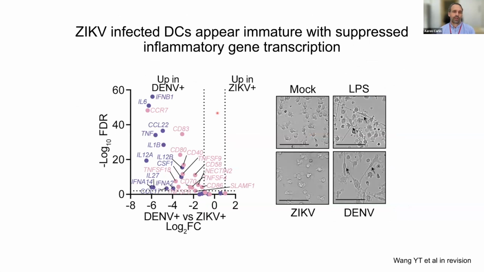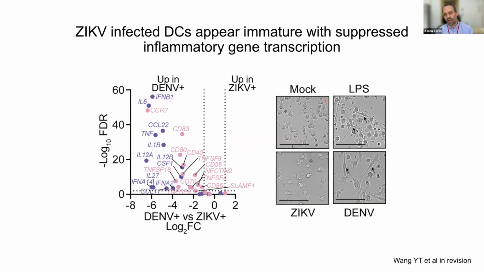And so if you look a bit closer at cytokines, which are in purple, or genes involved in co-stimulation in pink, all of these genes are expressed at much higher levels in dengue virus positive infected DCs than they are in Zika virus positive DCs. So all of these are significantly upregulated.